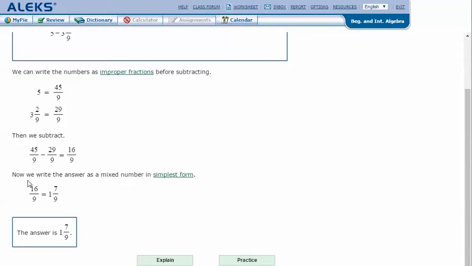But now we have to take this improper fraction and put it back into a mixed number. 16/9 converted into a mixed number is 1 7/9, just like we had before. Let's try another one.